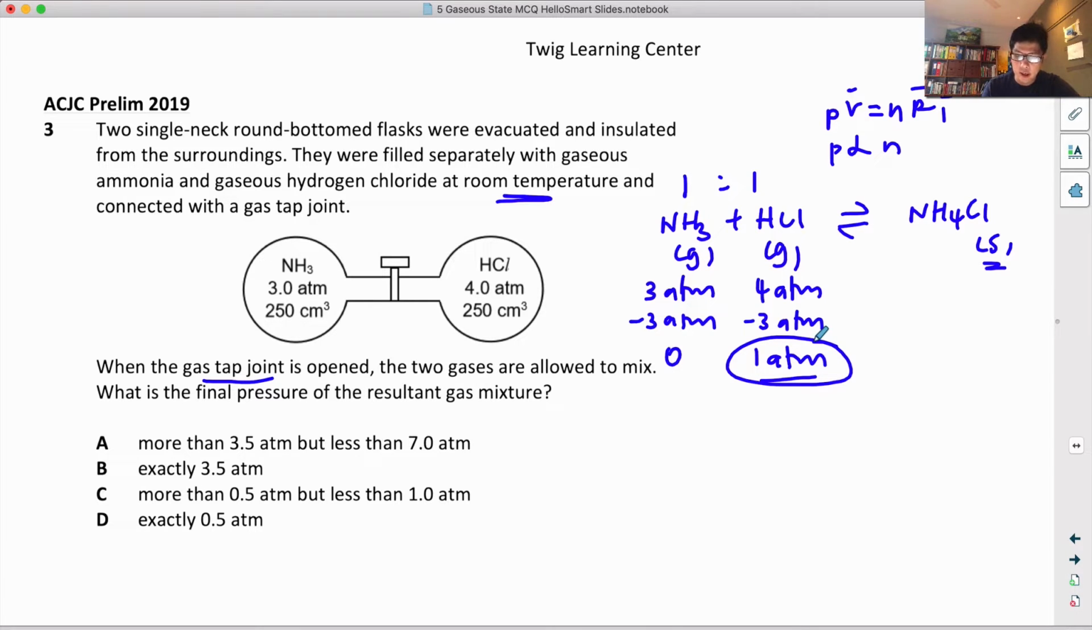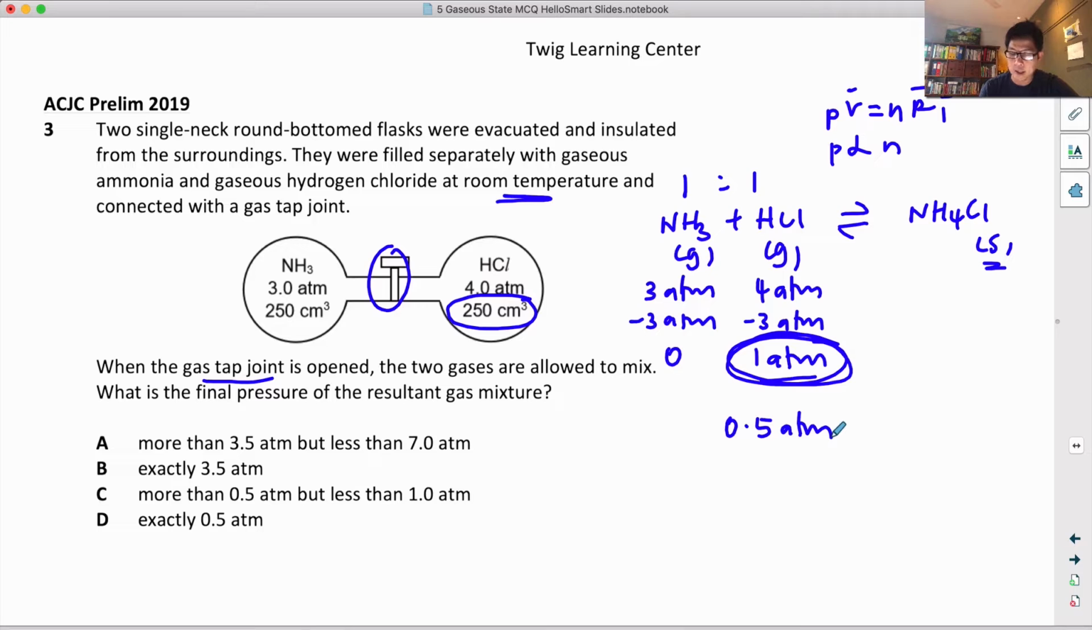But the truth is, this remaining amount of HCl, at first the volume was 250, right? At first it was in a volume of 250. After the gas tap is open, it can move around in a volume of 500. So if it can move around in a volume that's double, I believe the pressure will actually halve. Theoretically it should be 0.5 atm, half of 1 atm.